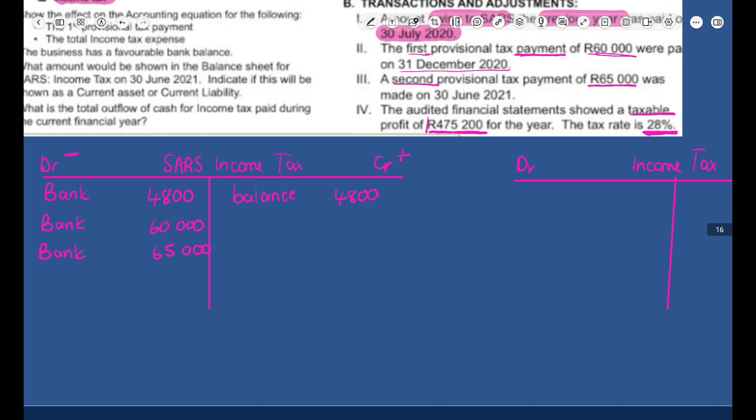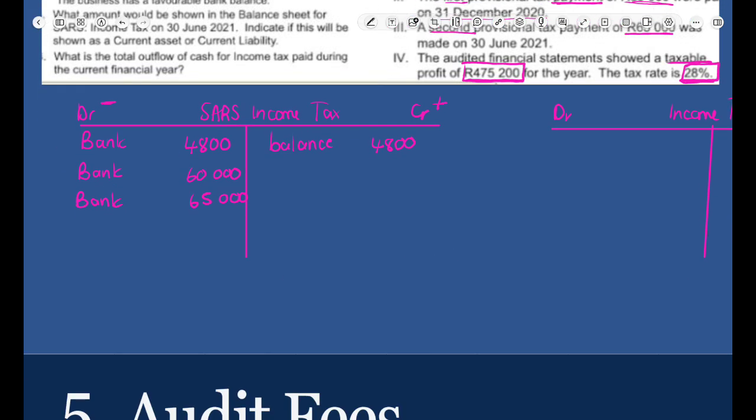The profits that we've made during the year are 475,200. SARS says that we need to pay them 28% of the profits. That's the tax rate, 28% of the profits that we have made. So my income tax amount is going to be 475,200 times 28%. That's going to be my income tax. Let's punch that into our calculator. It's going to be 475,200 times 28%.